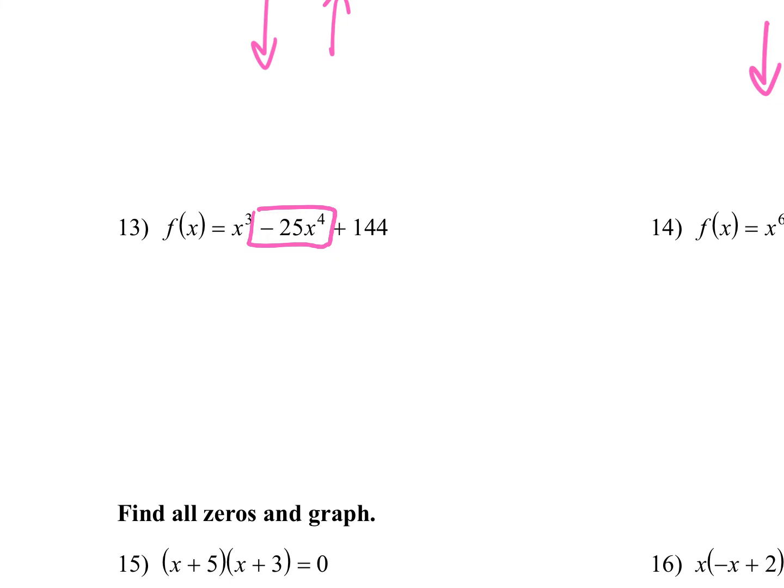Is it positive or negative? Negative. So what does the right arrow do? Down. Is it even or odd? 4 is even. So the left arrow has to go in the same direction. So down and down. Right. So you have to look at the highest degree.